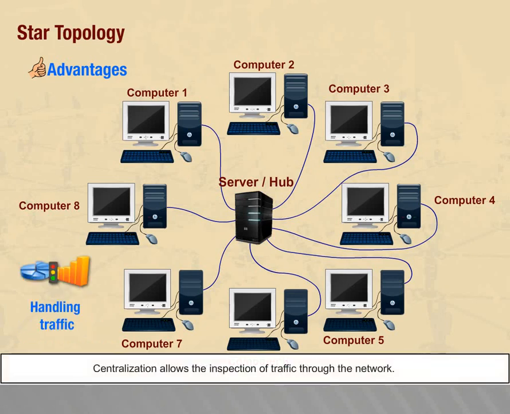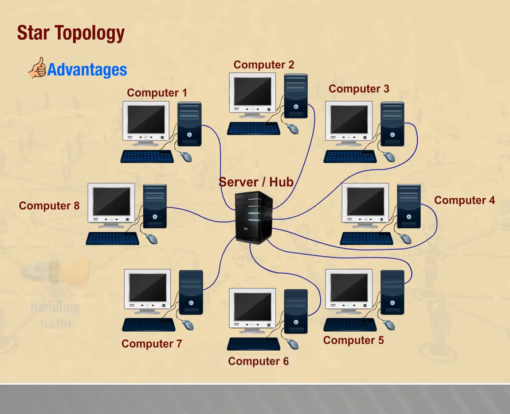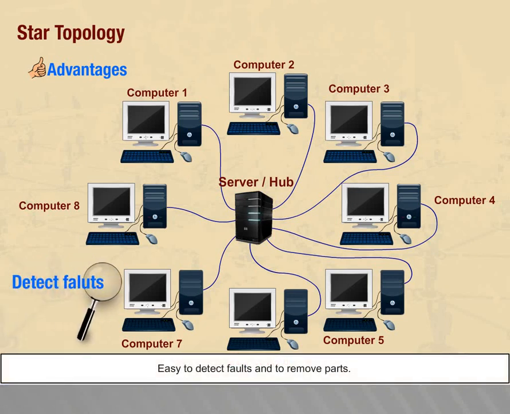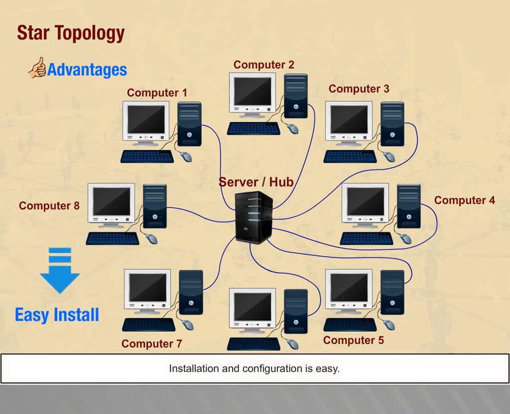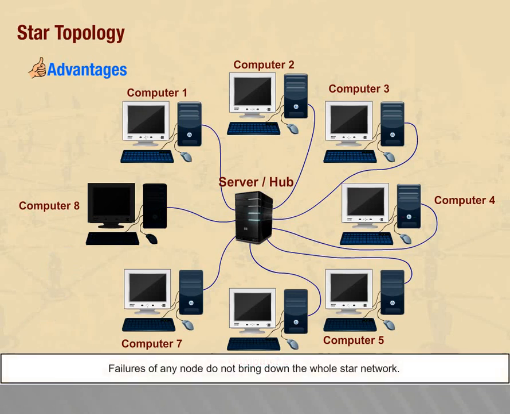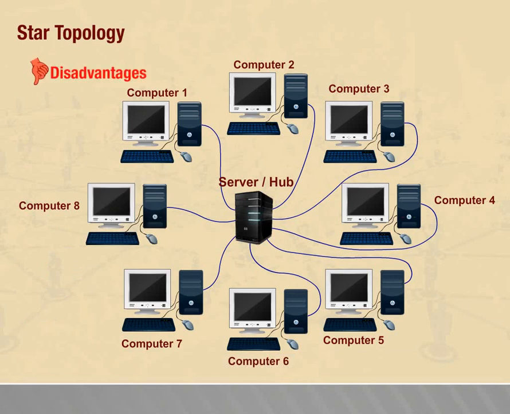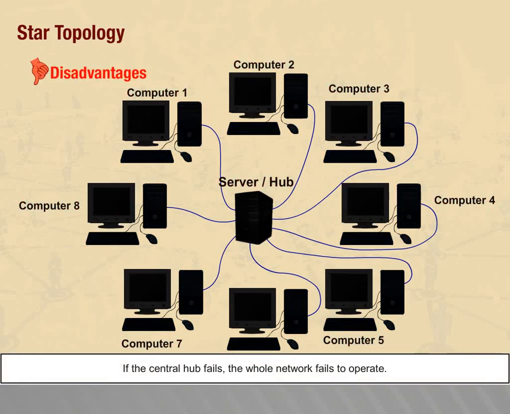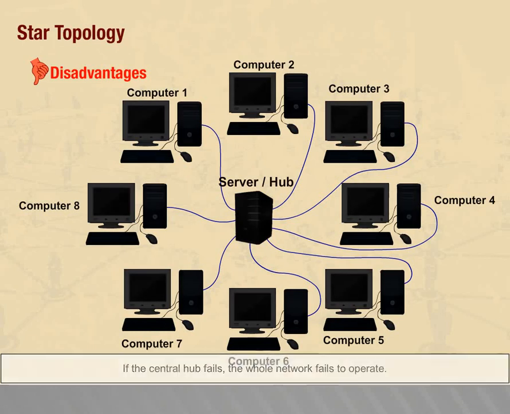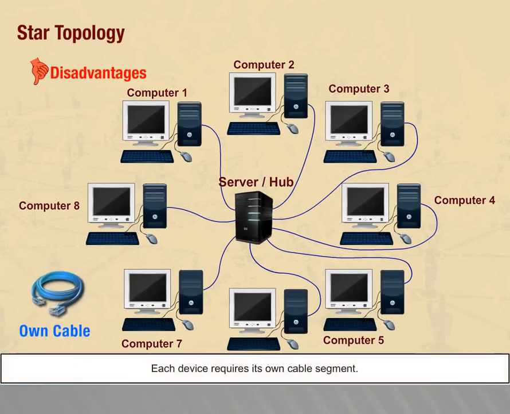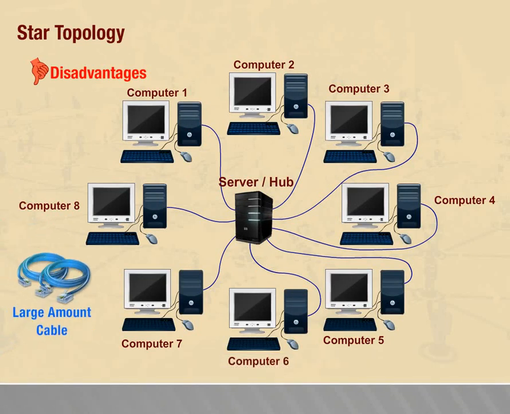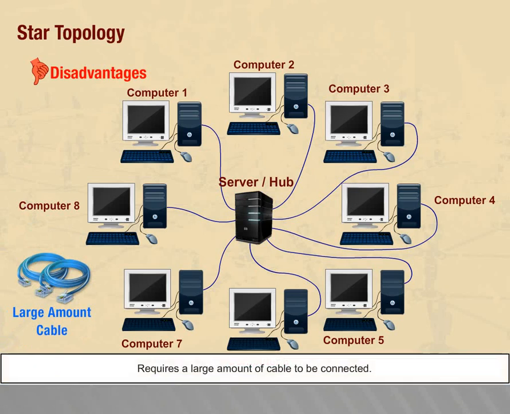Centralization allows the inspection of traffic through the network. Easy to detect faults and to remove parts. Installation and configuration is easy. Failure of any node does not bring down the whole star network. Disadvantages: if the central hub fails, the whole network fails to operate. Each device requires its own cable segment. Requires a large amount of cable to be connected.